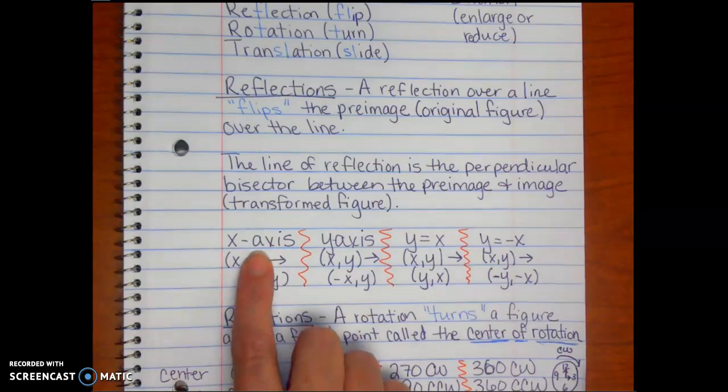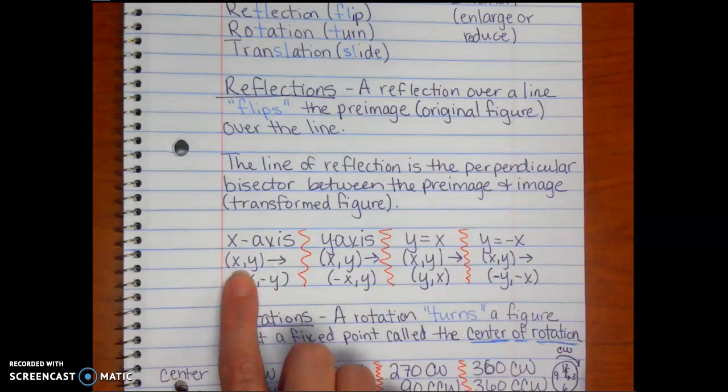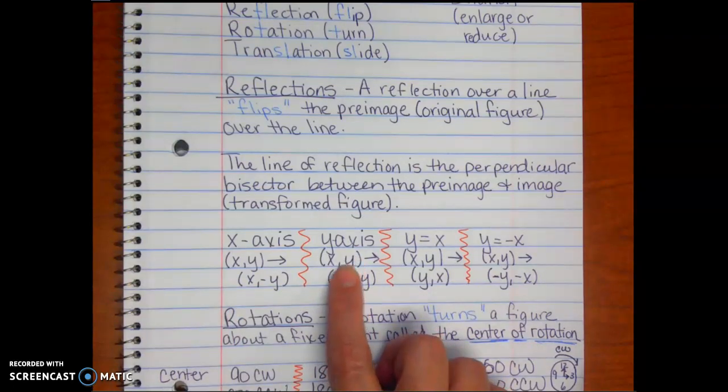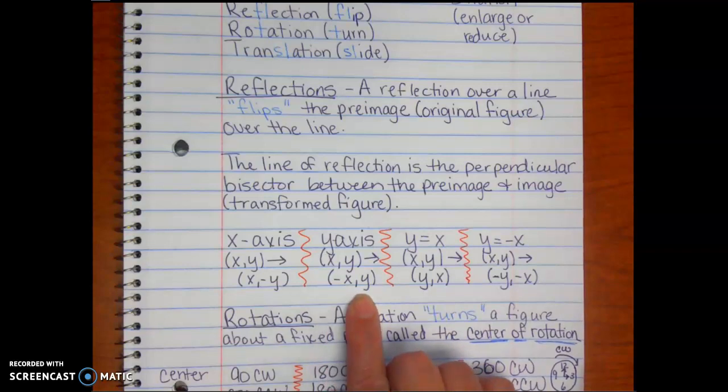The first one is the x-axis. This is our pre-image point, the original point, and it gets mapped or transformed into (x, negative y). So the x-coordinate stays the same, and the y-coordinate changes signs. Then when we flip over the y-axis, our pre-image point, the original point, gets transformed into (negative x, y). That means we're changing the sign of the x, and the y stays the same.